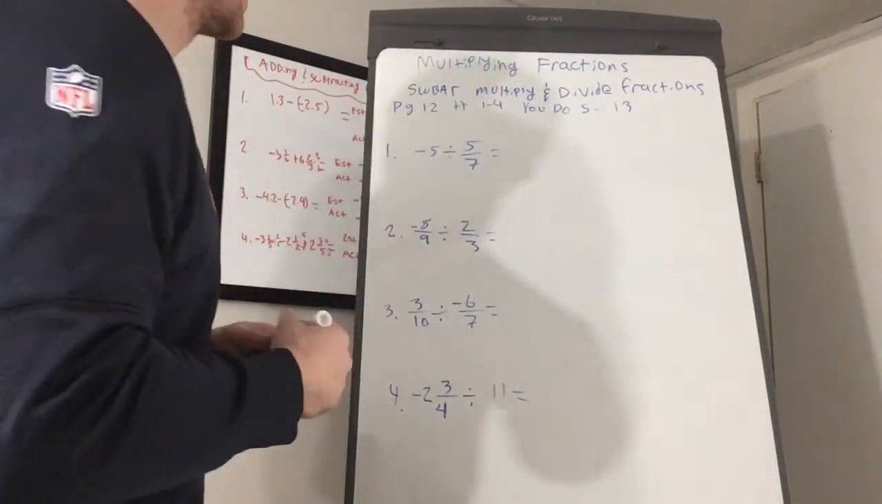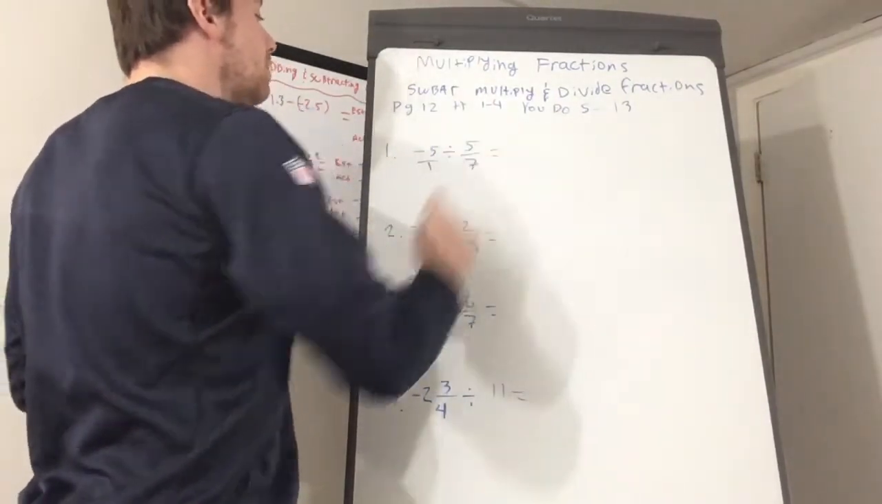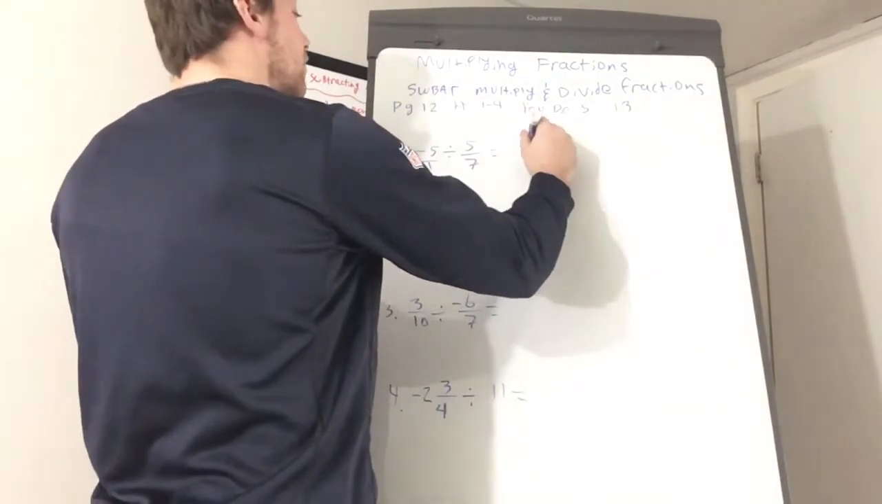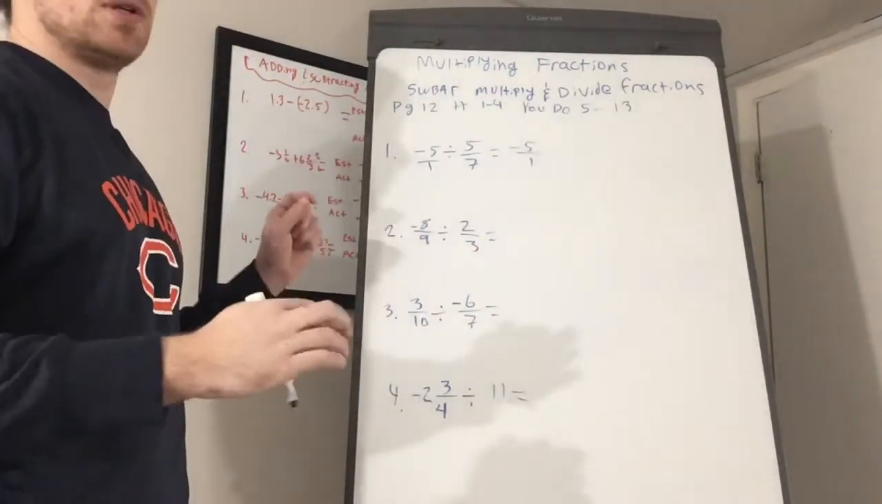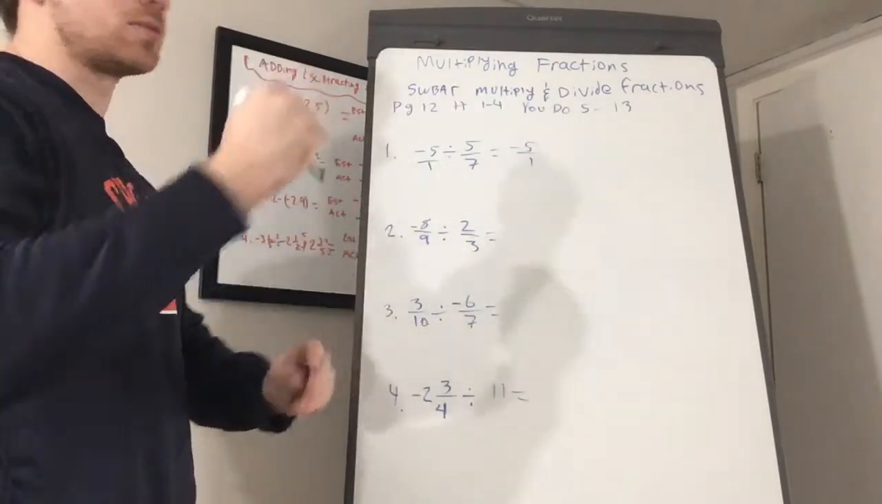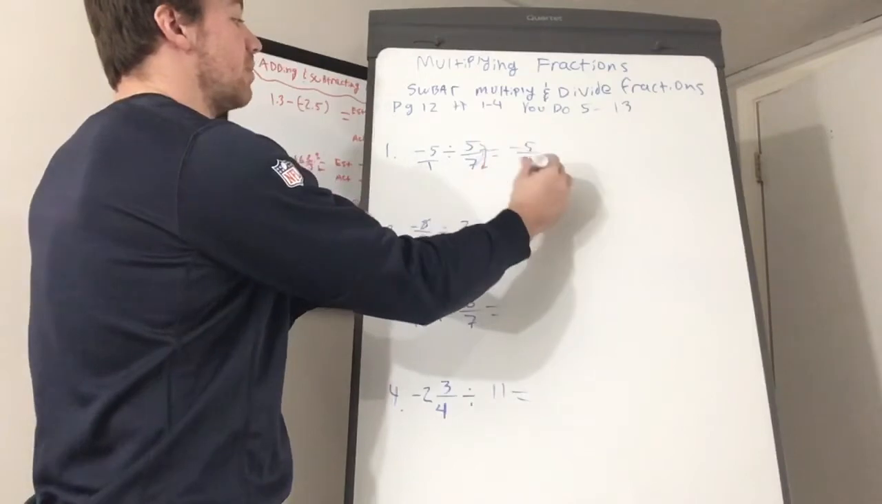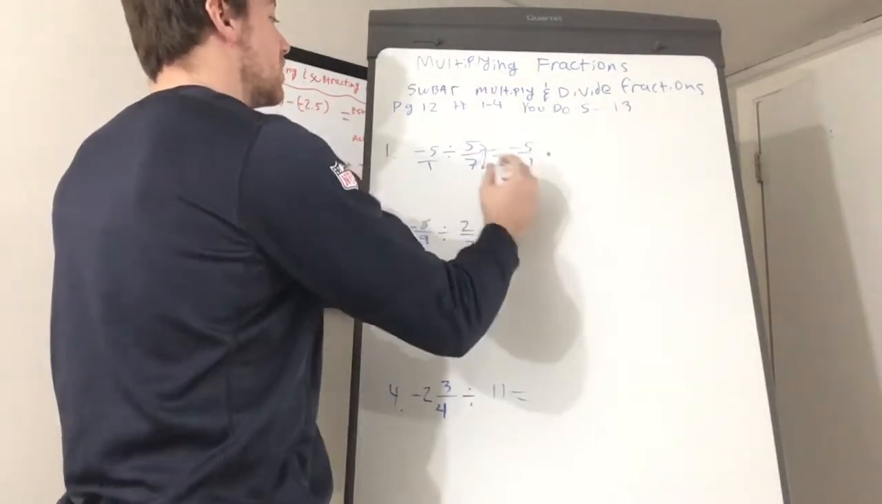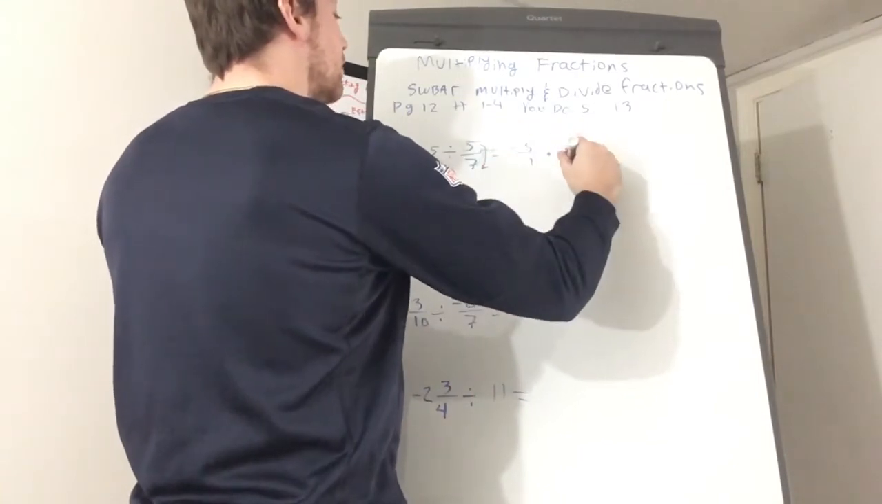So first thing you're going to do here is put this over 1. Then rewrite this so we have negative 5 over 1. Now you're going to divide. When you divide, you flip and multiply. So the 7 goes to the numerator, the 5 goes to the denominator, and then you change it to multiplication. So then it becomes negative 5 times 7 over 5.